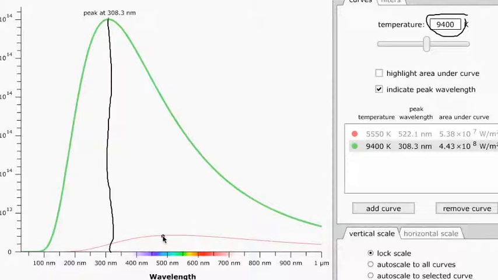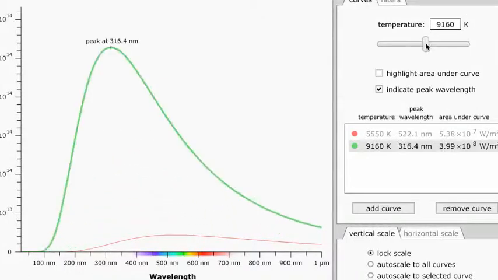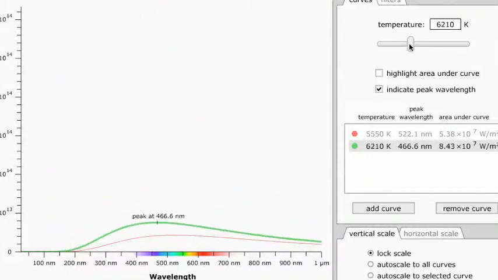If you look at another star like this one, where the peak is around here, about 520, 525, that corresponds to a temperature of about 5500 K. You don't need to know those numbers. The point is that the side-to-side position of this curve tells you the temperature.